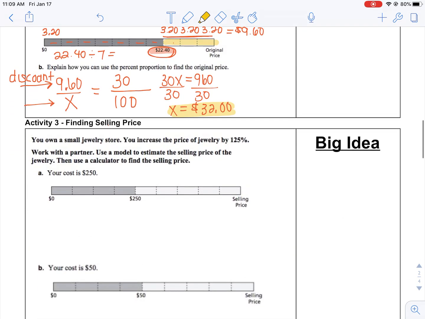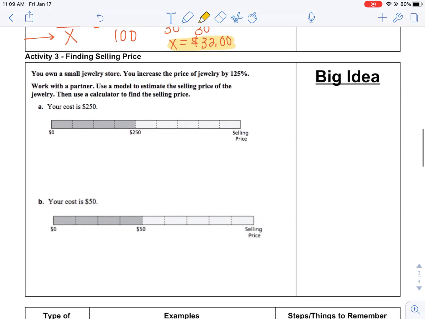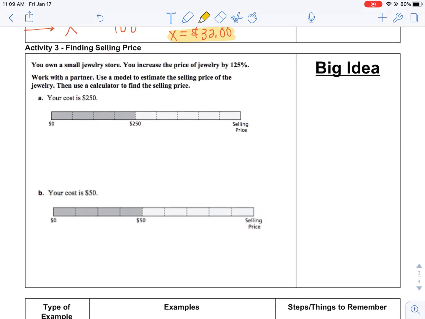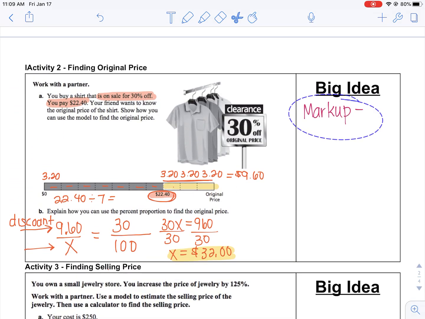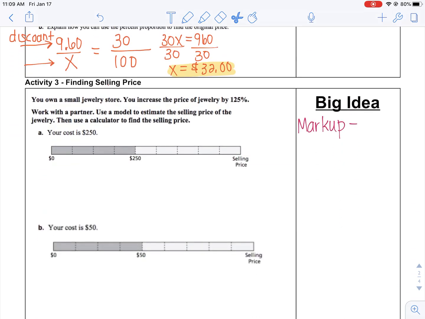All right, so activity 3. You own a small jewelry store. You increase the price of the jewelry by 125%. So this one is actually the markup. You increase the price, that should be a key to the word markup, by 125%. Use the model to estimate the selling price of the jewelry, then use a calculator to find the selling price.